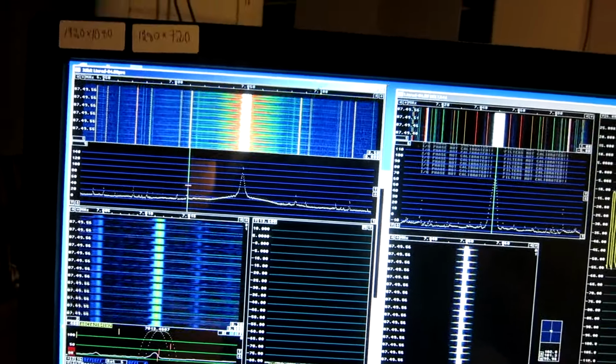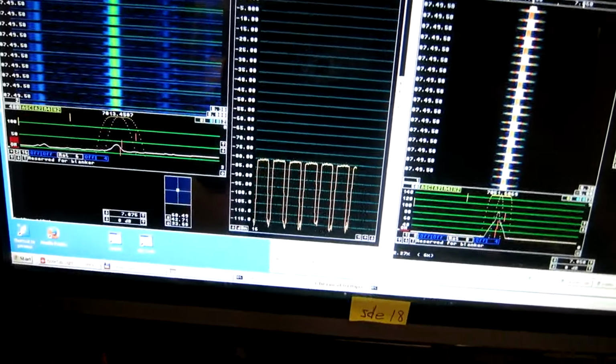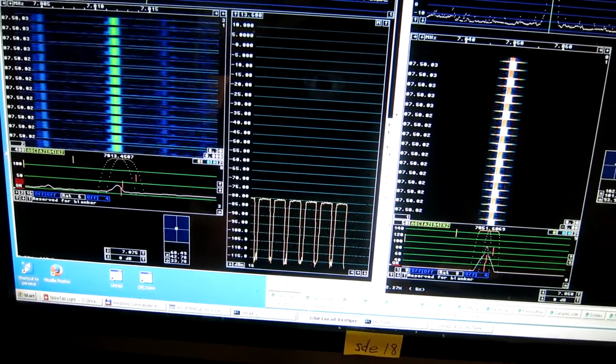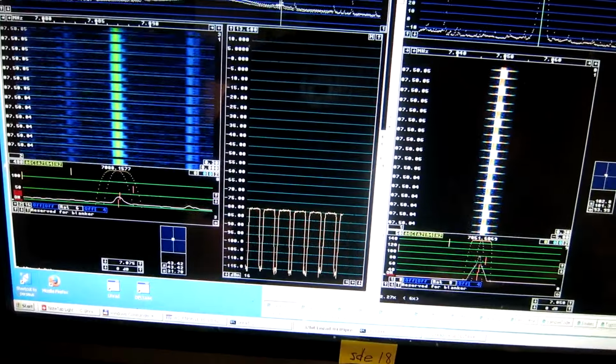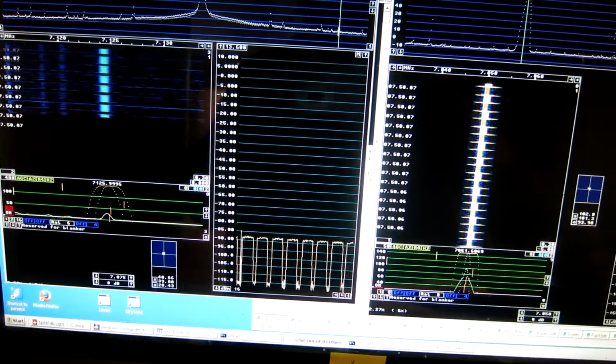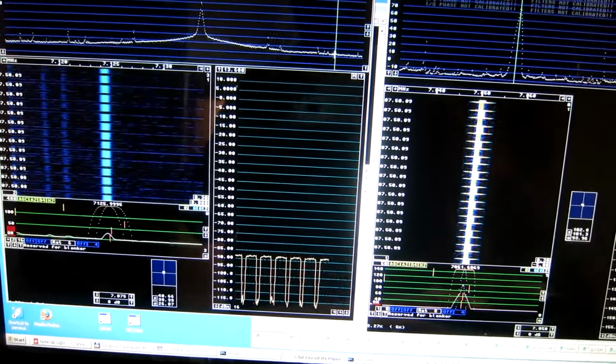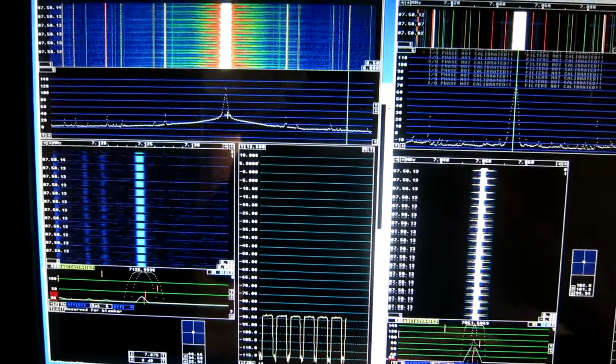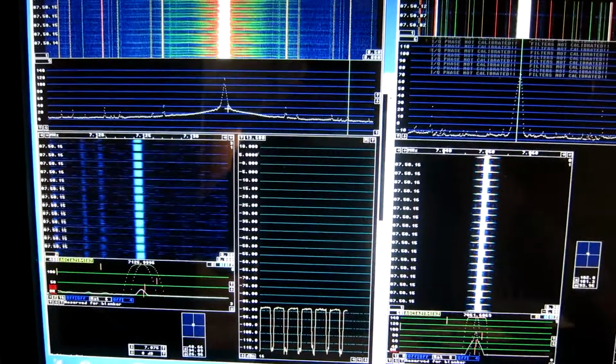I don't know the origin, but they are not strong. The strongest one is at minus 80. And here is another one. And here is one that is minus 88 or so. I don't know the reason for them, but maybe they can be removed. We will see.